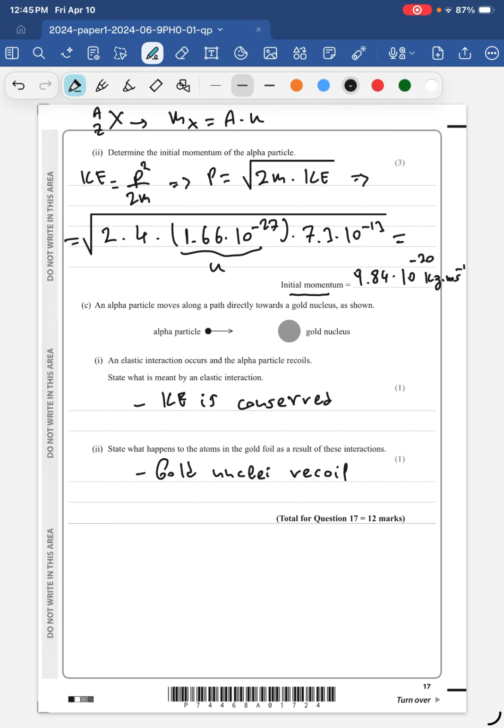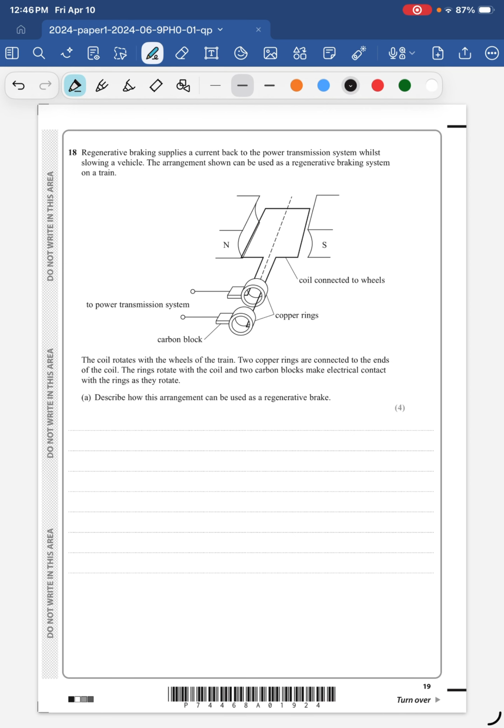And this was question 17. Okay, question 18 is the last question in this paper.